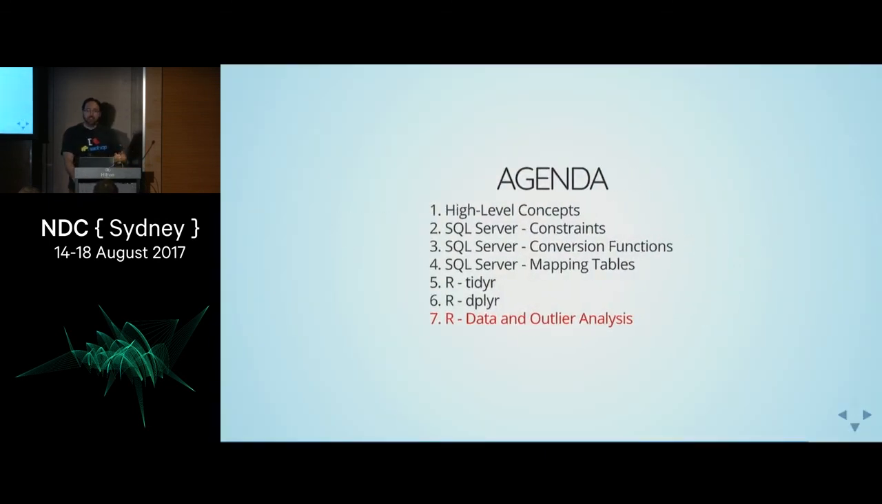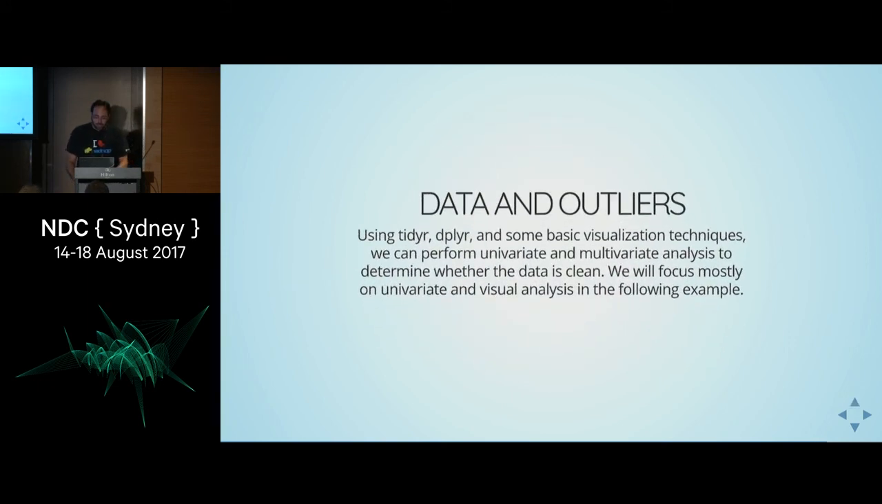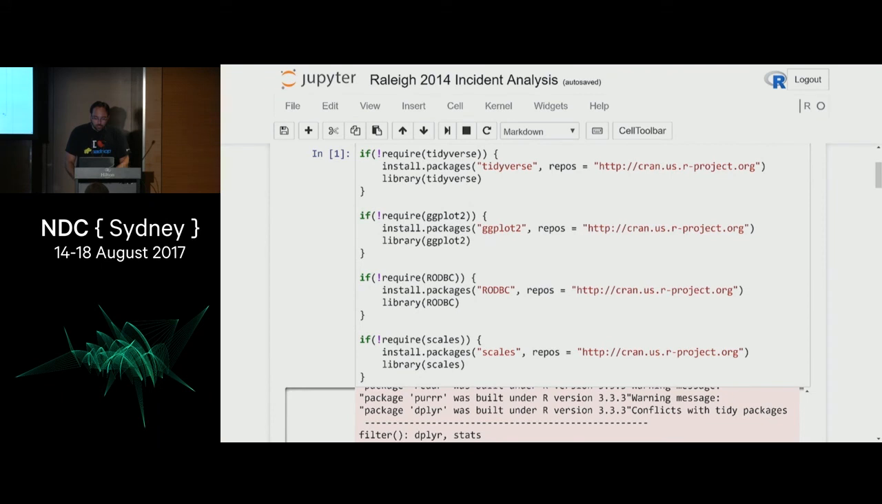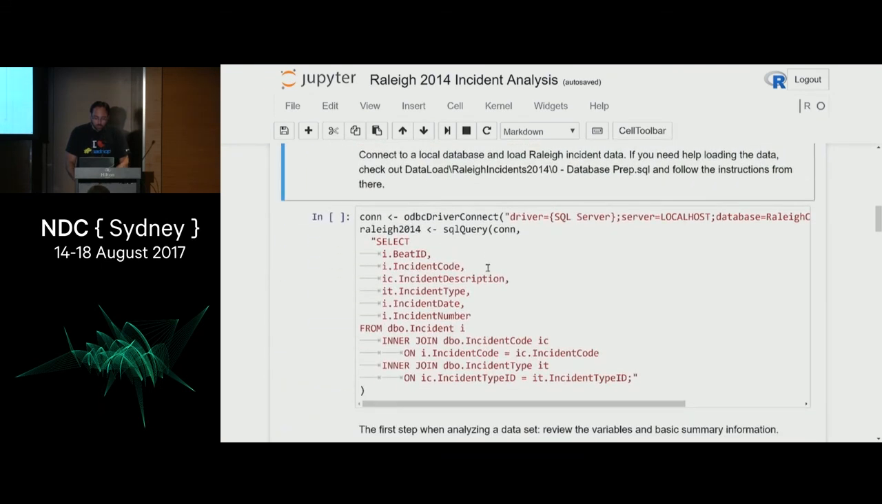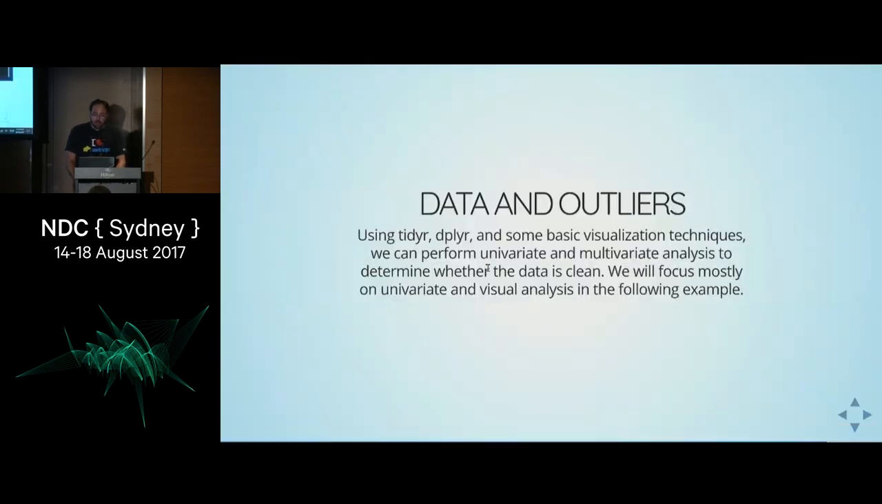So let's spend the last few minutes and look back at the Raleigh crime data set. While I do this, I am going to start running this query so that it'll be done by the time I'm done talking about this stuff. Basically, we have looked at using tidyr and dplyr on some academic examples. Now I want to tie it back to the crime data set I had before and perform some fairly simplistic analysis to check data cleanliness.